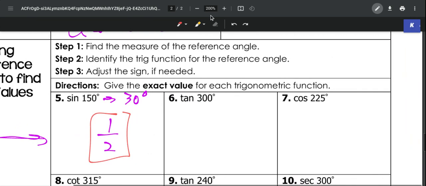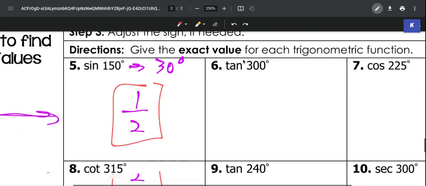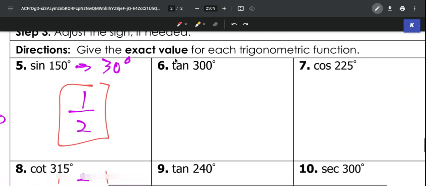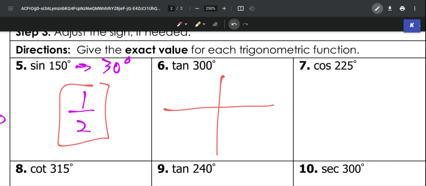So let's go to number 6. Number 6, we have tangent of 300 degrees. Now, I'm going to just tell you, you're always going to compare this number to one of the x-axis angles, because it could be a couple different things. If we have a graph here, one of our x-axis angles is going to be 0 degrees or 360 degrees, and the other one's going to be 180.